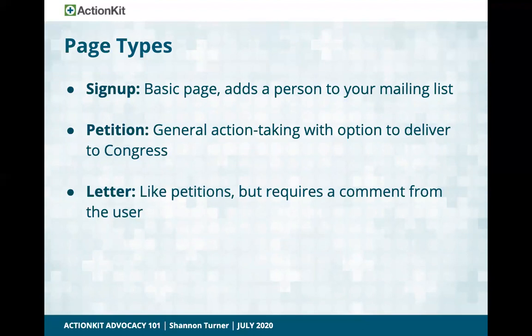Petition pages, on the other hand, are the most commonly used type of page in ActionKit, and they're used for general actions. You have the option to deliver petition signatures to Congress or to other legislators, and you could also print them off and deliver them to other types of targets like the CEO of a corporation. Letter pages are similar to petitions, but they require a comment from the user. Petitions can have comments, but they're optional by default.